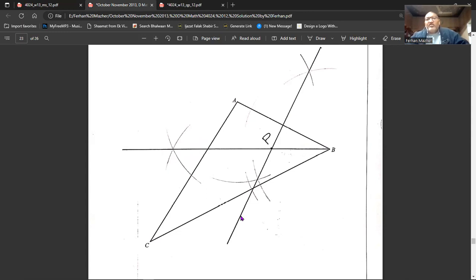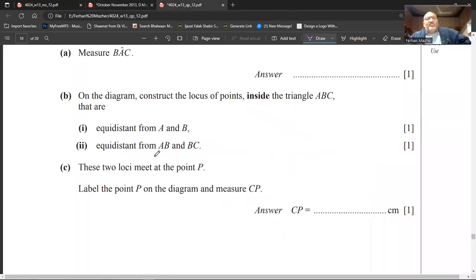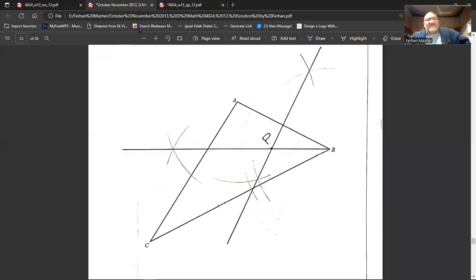This is called equidistance from A and B, and you draw a perpendicular bisector joining the points A and B. Hopefully you understand how I have drawn this line. Then he says equidistant from AB and BC.